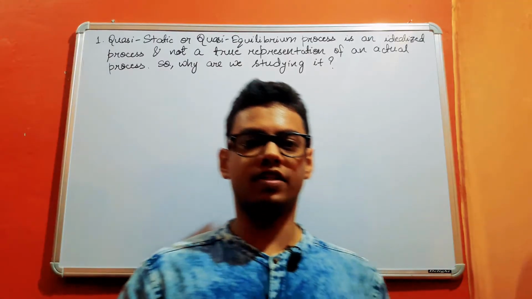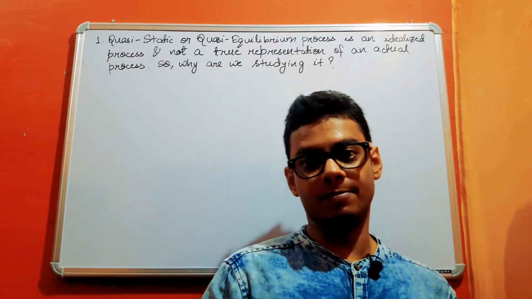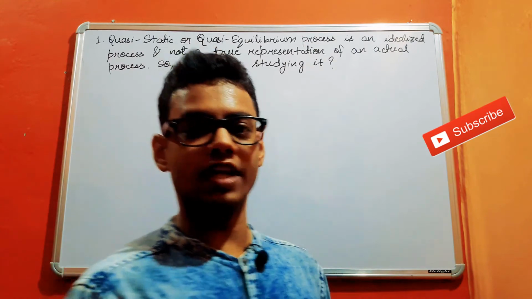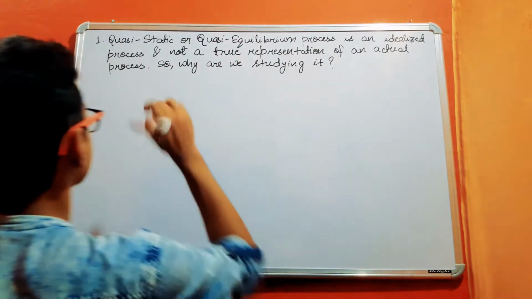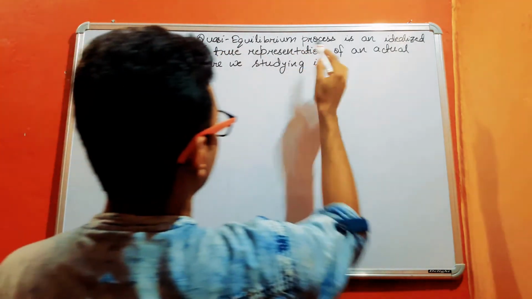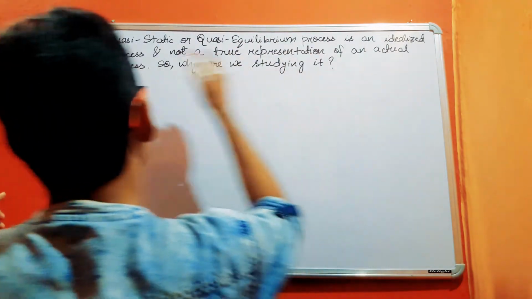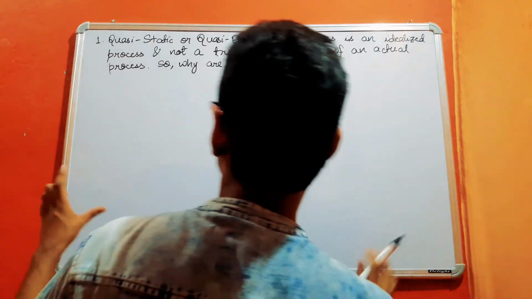Hello everyone, this video is made for discussing some random concepts in thermodynamics. So let us begin. The first concept is quasi-static or quasi-equilibrium process, as we all know, is an idealized process and not a true representation of an actual process.